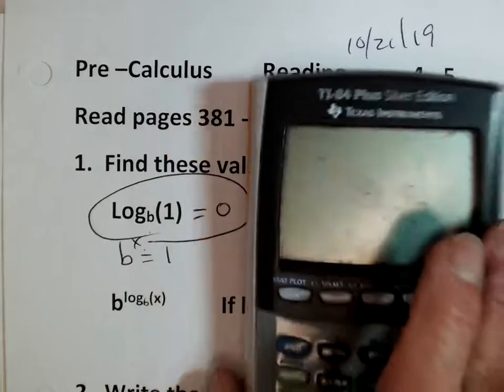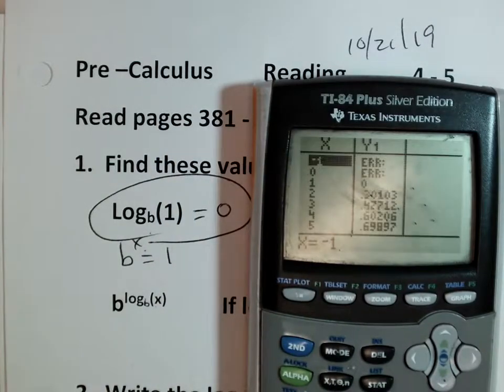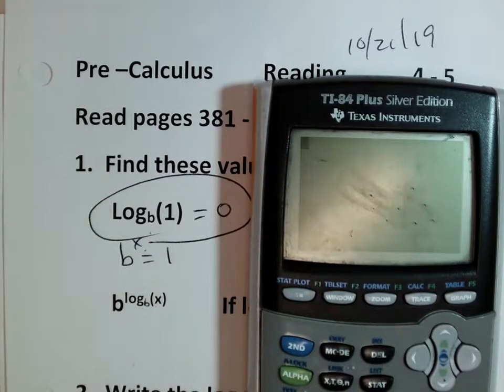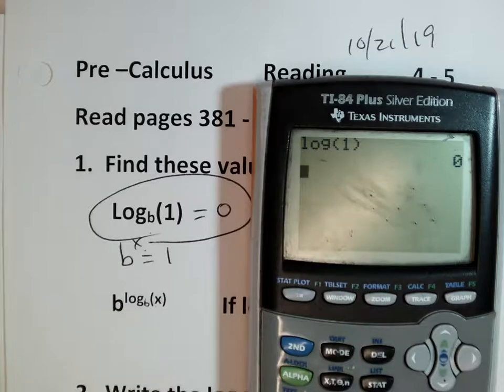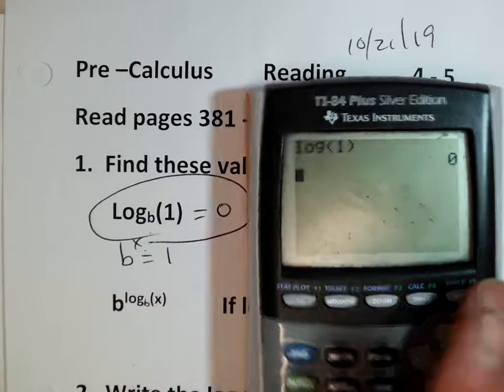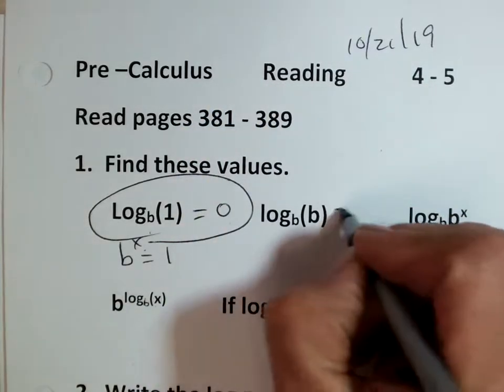In fact, you can try it on your calculator. Go straight to on. If I go clear, quit. If I go log of 1, always 0. Doesn't matter what the base is, it's always going to be 0. Okay? This one's always going to equal 1.